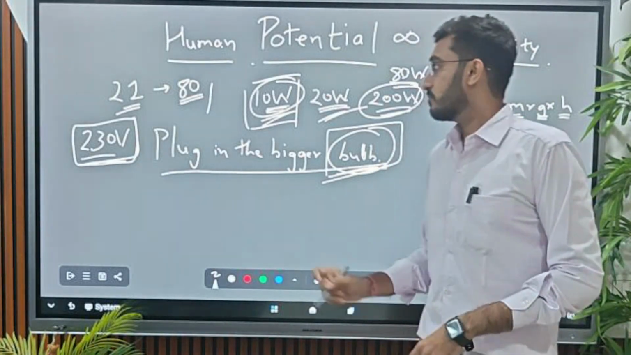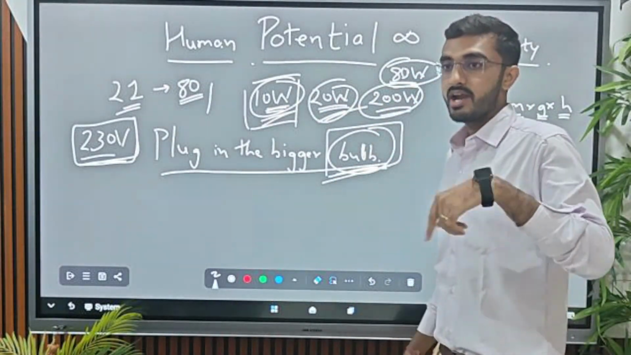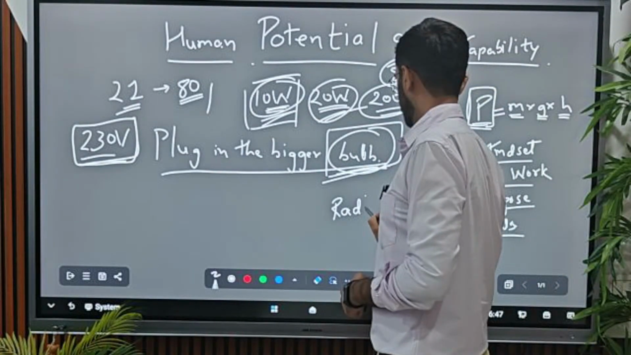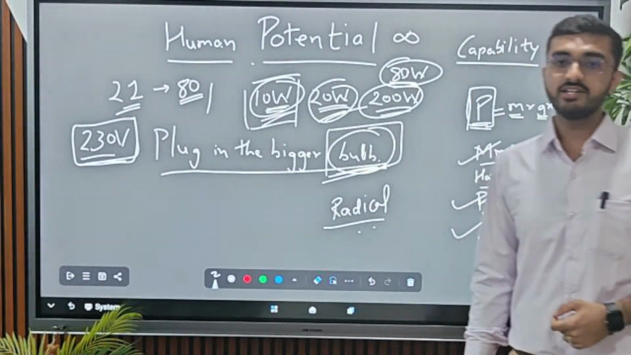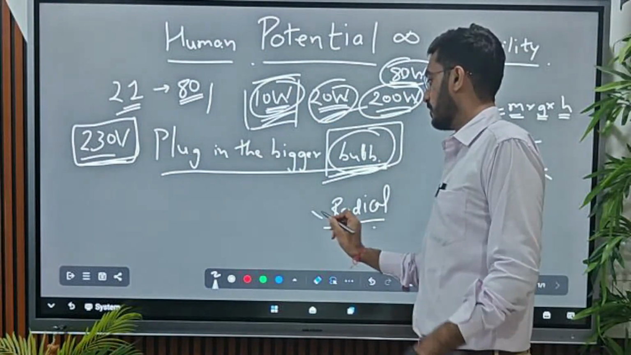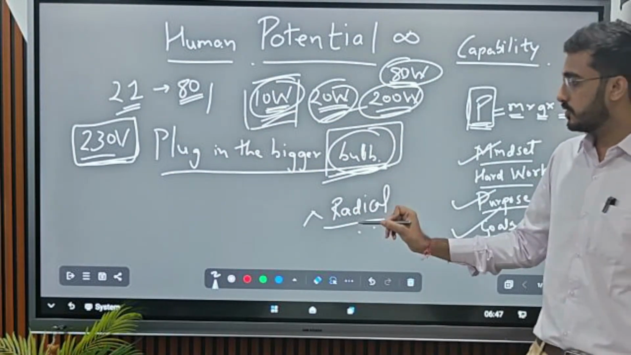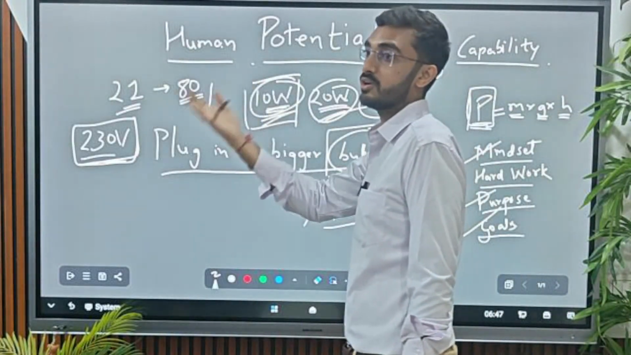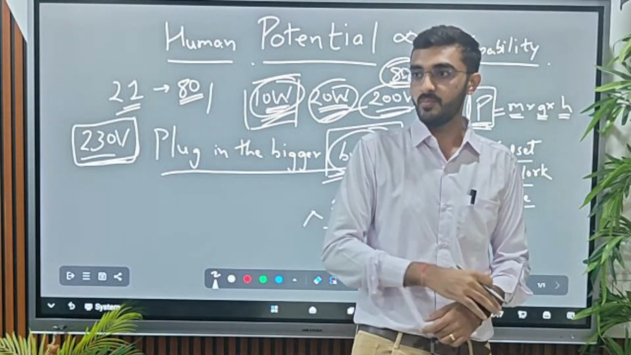That means, bigger the bulb, the more radical your actions are. Radical. What is radical? Radical is drastic, not normal. Radical is like the opposite of normal. So what is not normal is radical. So you'll do radical things in your life only when the idea is outside your comfort zone, outside the things that you already know.